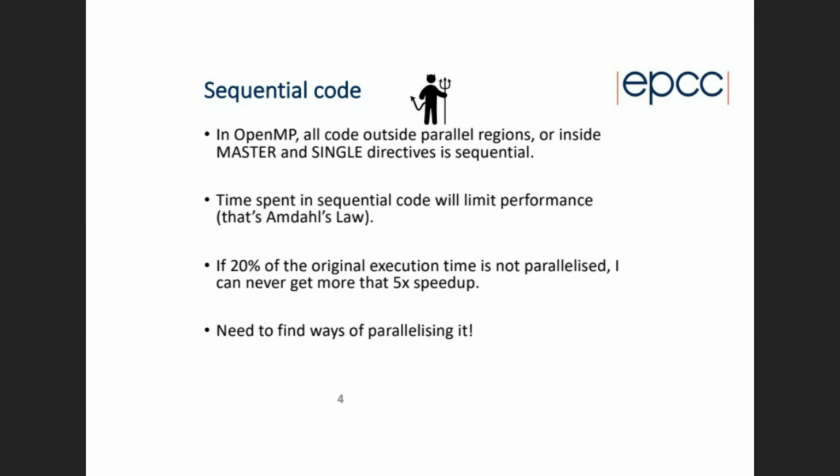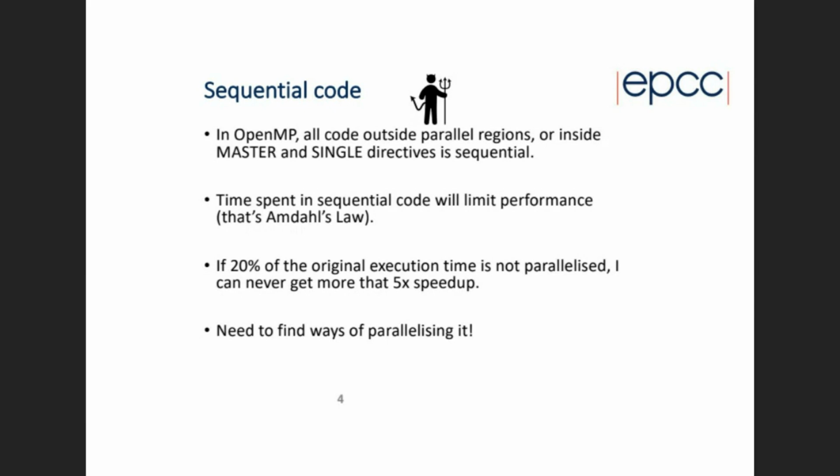Okay, so let's start off with sequential code. This is quite an easy one to grasp. In OpenMP, all the code that's outside of parallel regions, or for example, inside master or single constructs, is sequential code that's being executed by one thread only. So the time that's spent in sequential code will limit the available performance. That's just simple Amdahl's law type arguments.